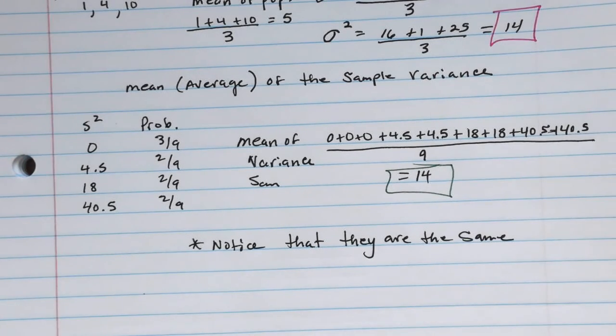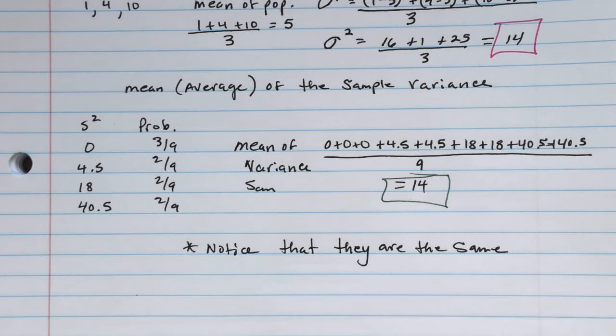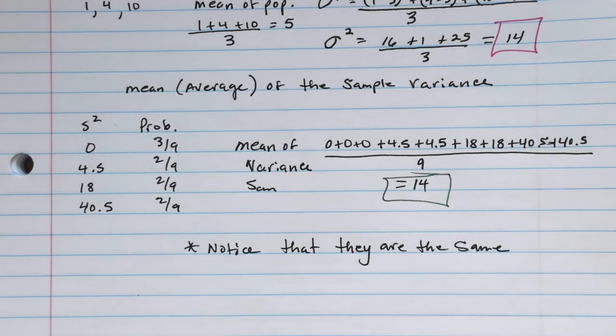And one of the reasons for Part C is that the sample variance targets the population variance. Okay? So it targets it, and therefore it is a good representative of your population variance.